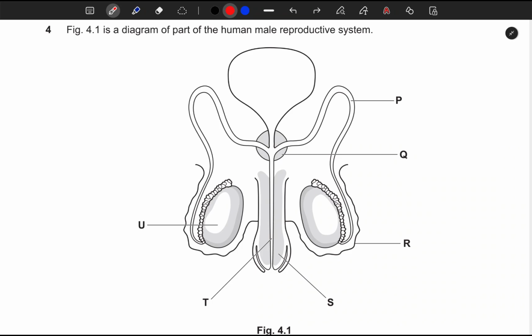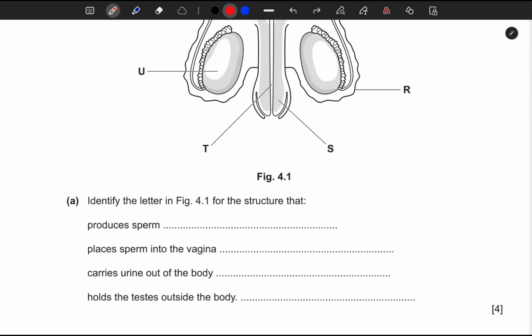Figure 4.1 is a diagram of part of the human male reproductive system. All right, so I think you can see the figure properly. P, Q, R, T, S, U are the labeled parts. Question A: identify the letter in figure 4.1 for the structure that produces sperms. So which structure here produces sperms? It is actually the testicle there, which is U.